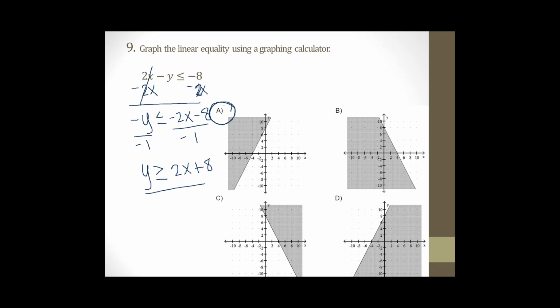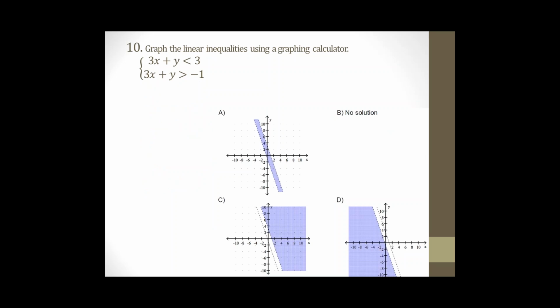Okie doke. All right, so now we're going to graph a system of linear inequalities. Again, we want to make sure they're both in slope-intercept form. So this first one, if we subtract 3x on both sides, that will give us y is less than negative 3x plus 3. So that's ready to go. And then we'll do this one. Again, we subtract 3x on both sides. So we'll have y is greater than negative 3x minus 1.